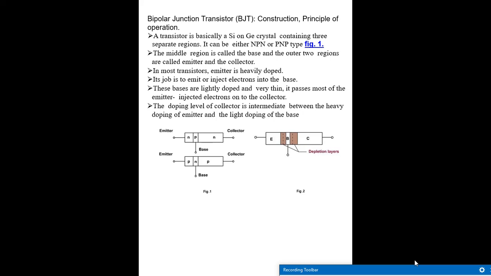Now let us go to the BJT, bipolar junction transistor: its construction, principle, and operation. BJT has three parts. They are emitter, base, and collector.